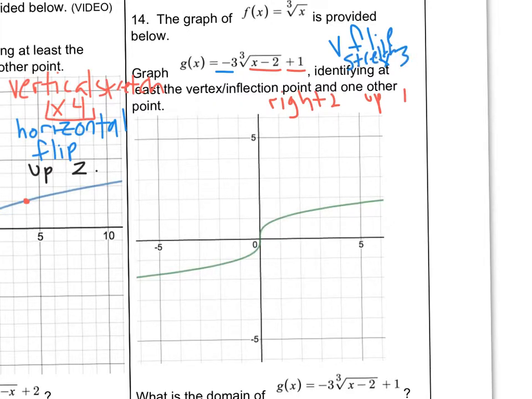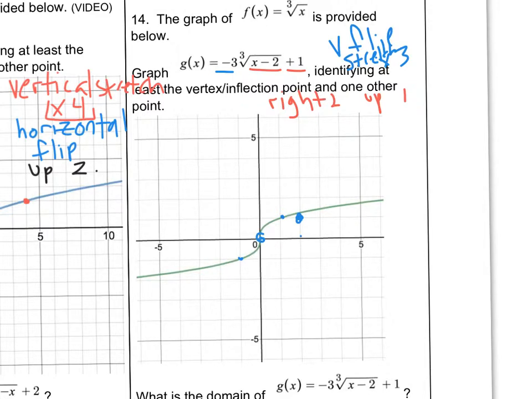So just kind of looking at this, we've got some basic points at 0, 0, 1, 1, and -1, -1. And if we go, I'm always going to start with this inflection point. Over 2 and up 1, the new inflection point is going to be here. So that was this point.